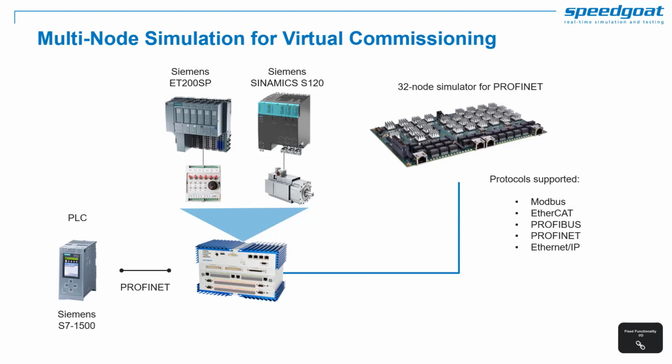We can also support you with the virtual commission of large-scale plants, like industrial installations, wind farms, or power grids. For instance, the industrial Ethernet multi-node simulators, as the ones we show here in the picture, let you virtualize up to 32 nodes, like Profinet slave devices.